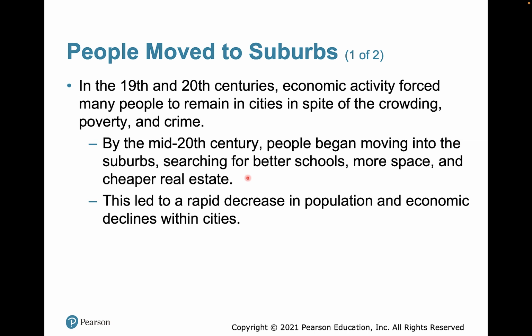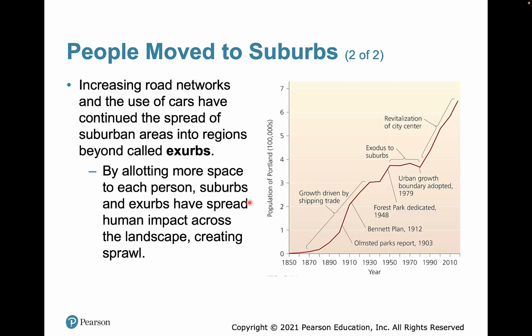People wanted to move out of the cities and have better schools, more space, and basically a safer place to live. So when that happened, that spread to the suburbs. Populations decreased in urban areas, and so did the economies of those urban areas.